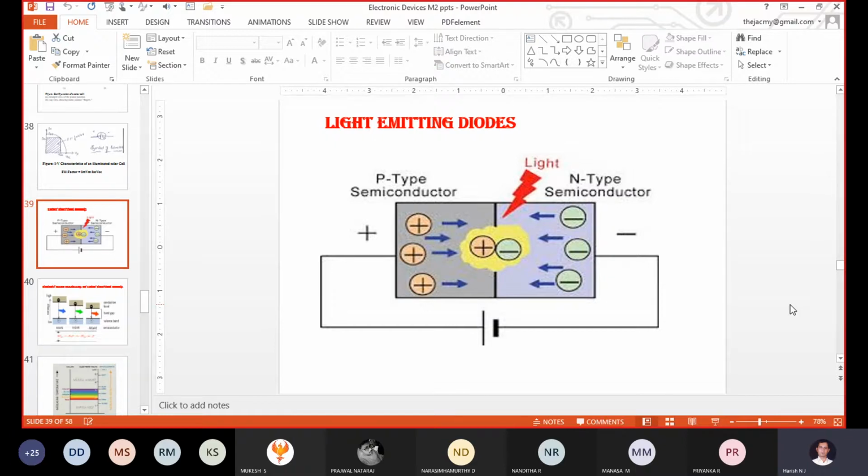Sufficient to turn on the diode means what? If it is silicon, the minimum V value will be equal to 0.7. If it is germanium, the minimum V value will be equal to 0.3. That much voltage is maintained with the help of an additional source. Once you provide that much voltage to a PN junction diode, what phenomenon will happen here?